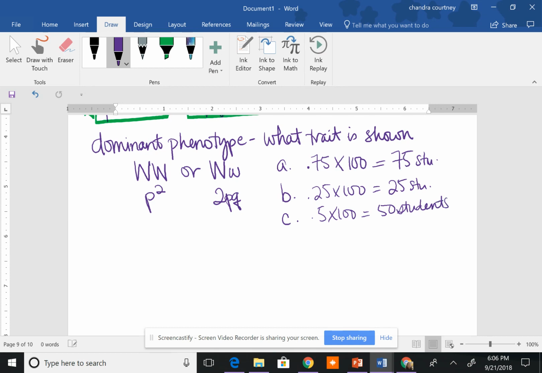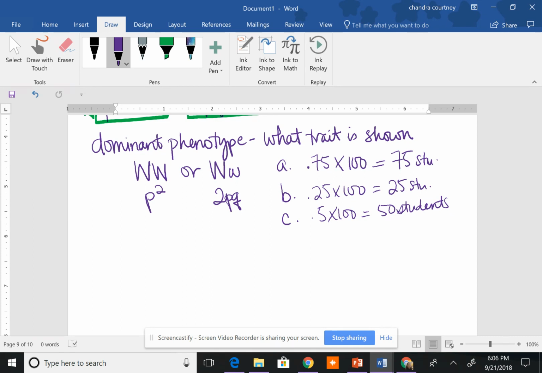Now, one of the ways you can double check that you're doing things correctly is you can add things up to make sure that the numbers are equaling 100. Remember, on this part A, you can't factor that in because this is dominant phenotype. This isn't just dominant allele.